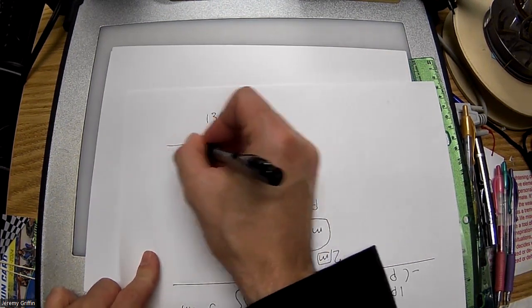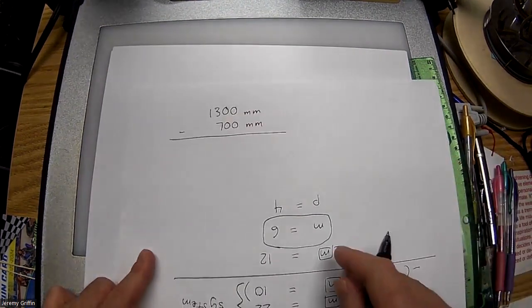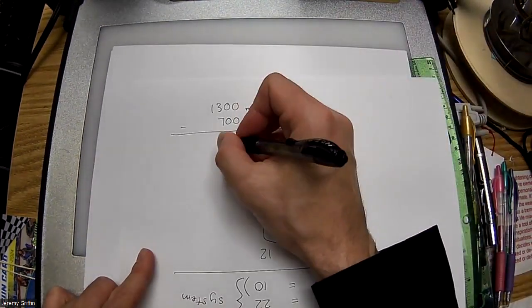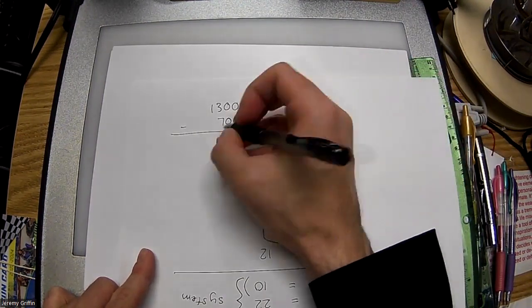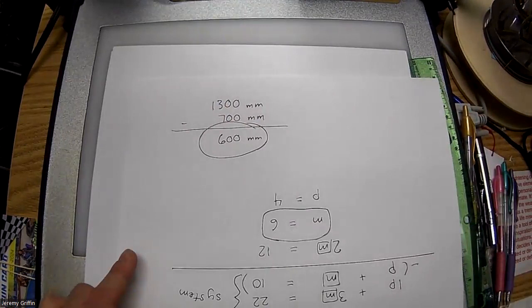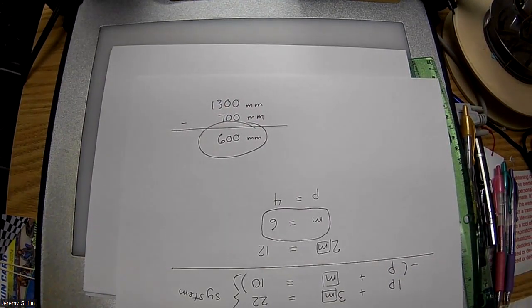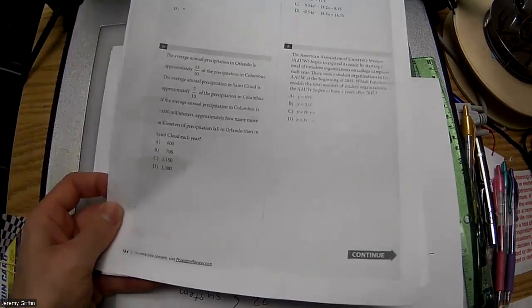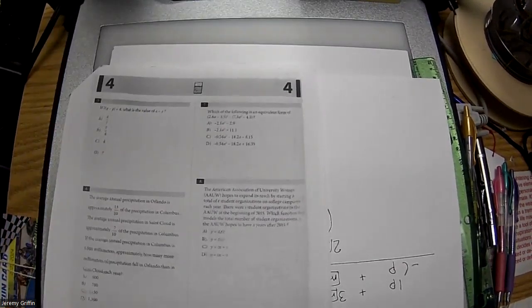And the question is, how many more millimeters in Orlando compared to St. Cloud? Oh, and so we're looking for a difference, right? You guys think 600 millimeters? I agree. Oh yeah, that is A. 6 is A. You guys got 6 is A? Yeah. Number 7.